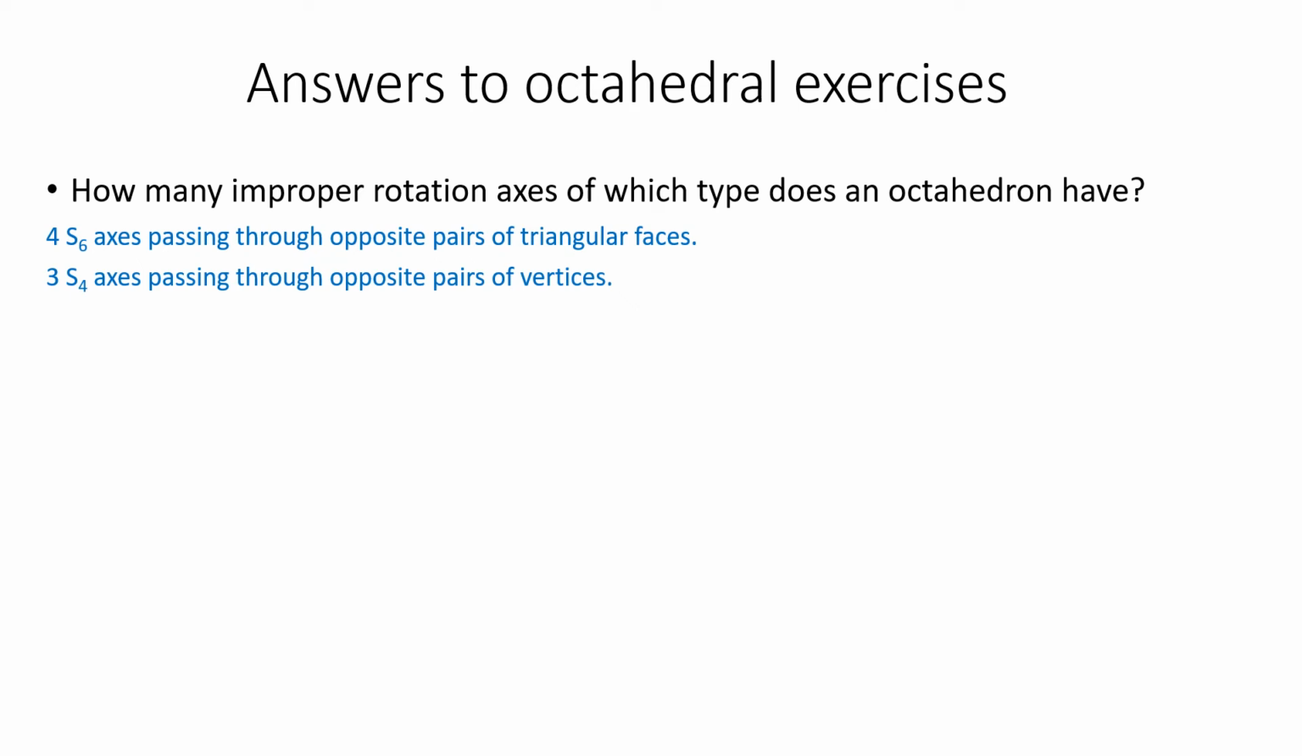So here we are, the answers. So these improper rotations, remember I mentioned a moment ago how we have these sixfold improper rotations, and it was from looking through the faces. So of course an octahedron has got 8 faces, which means it's going to have 4 pairs of opposite faces, and through each of those pairs you can put one of these improper rotation axes. So with 4 of these pairs we can have 4 of the rotation axes, so there'll be 4 of those S6 axes.